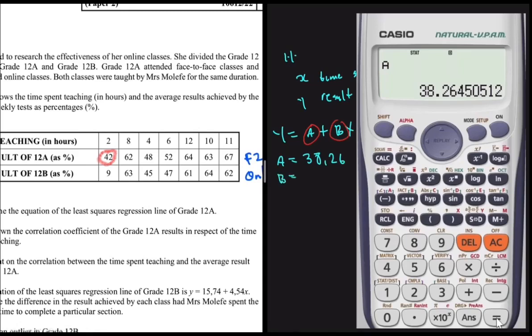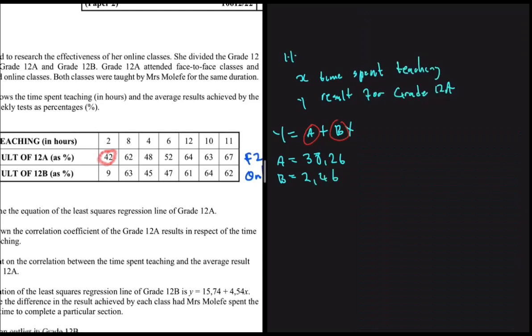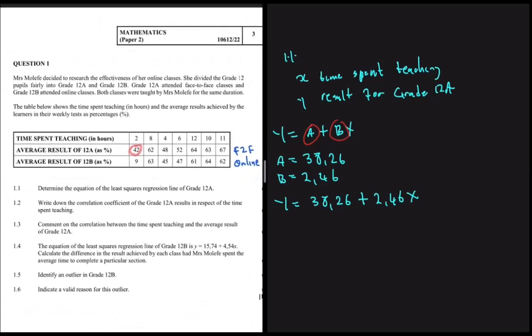Now we're looking for B. What is B equal to? You press AC again, press shift, press 1, press 5, and then press 2. And what is B? B is 2.46. So now our equation for the least squares regression line will be y equals 38.26 plus 2.46 multiplied by x. And just like that, you have calculated your least squares regression line.